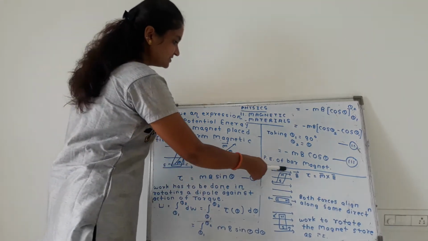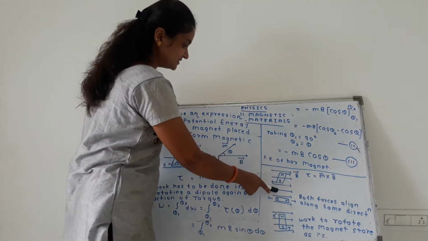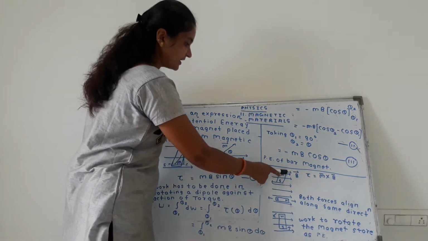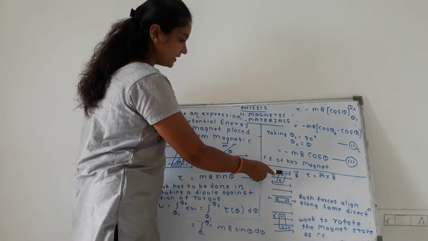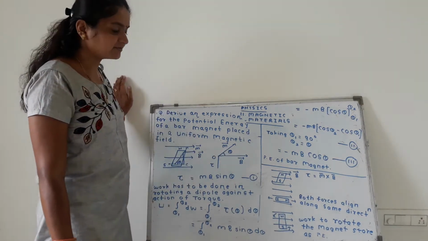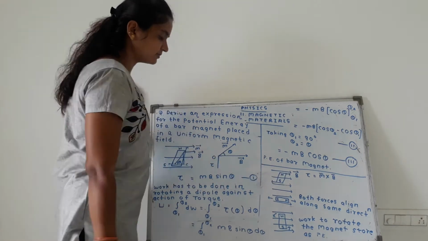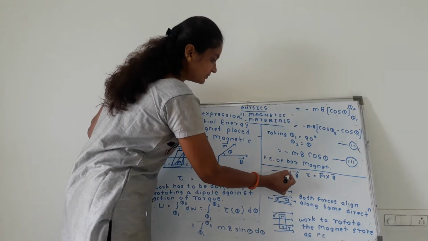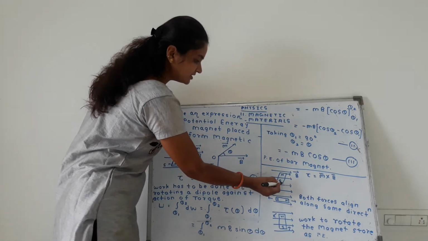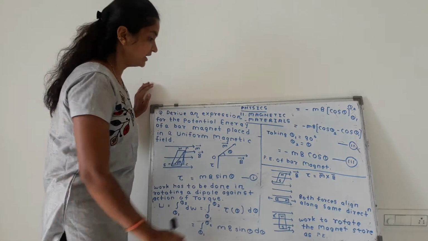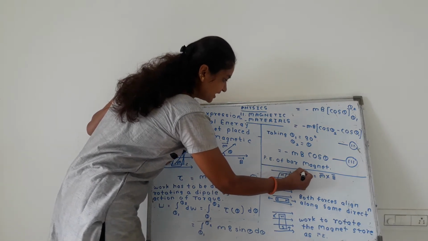First of all, we consider B bar. B means magnetic field. If one magnet is placed in the presence of the magnetic field, we know that the magnet has two poles, the north pole and the south pole. This is the direction of the north pole and this is the opposite direction of the south pole. Hence, what is the force on the north pole? This is nothing but M into B.